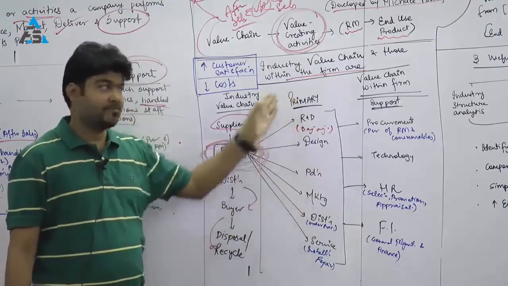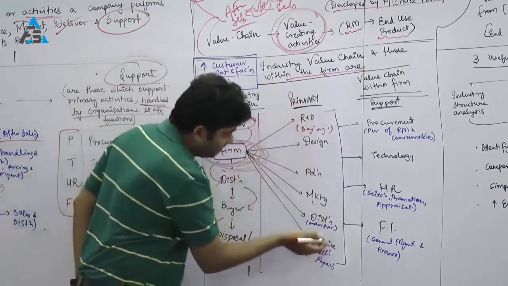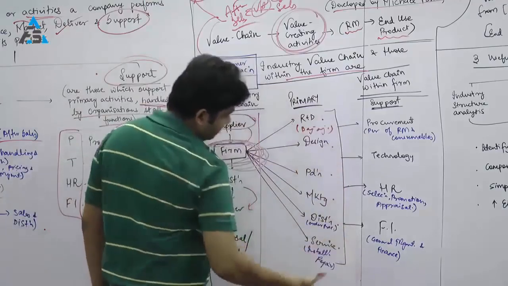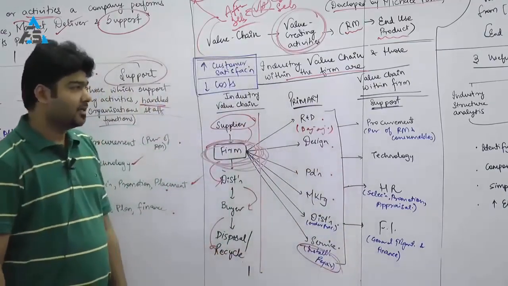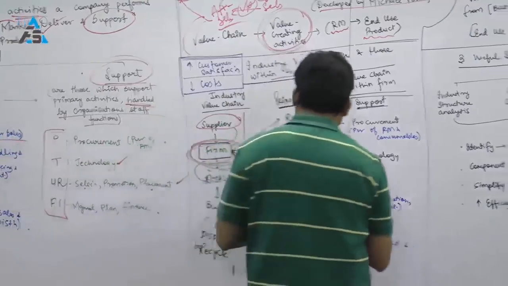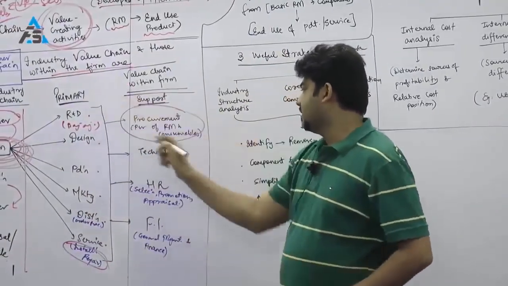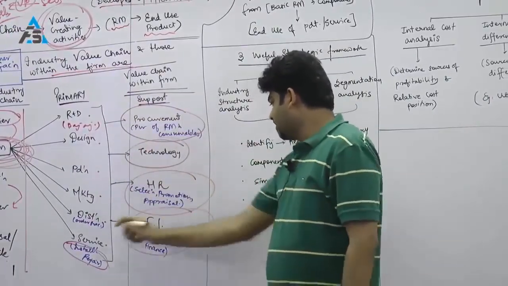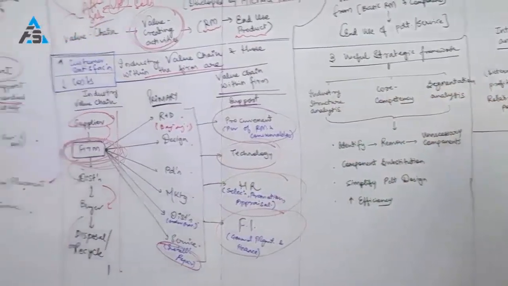the system, the chain, planning chain. All right? So this is how it works. R&D, design, production, marketing, distribution and service. So service में installation, repair, everything is kind of included. Then ये primary है, तो मेरे को support के लिए क्या क्या चाहिए? Procurement, we saw it there. Technology, we saw it there. HR, selection, promotion, appraisal, we saw it there. And finance, we saw it there. So this is how it broadly looks like.